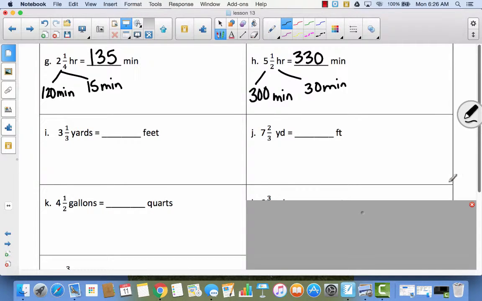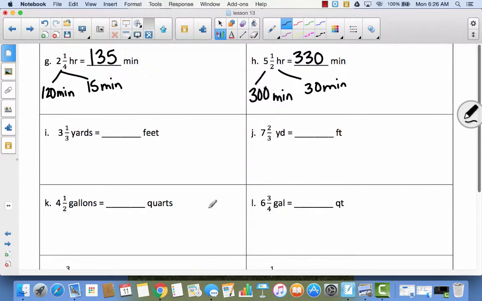All right, now let's transition to yards and feet. Okay, so remember, there are 3 feet in a yard. So if I've got 3 yards, then that's going to be 3 times 3, which is 9. So this is going to be equal to 9 feet. And if I took a yard and I divided it into 3 parts, like this, if there are 3 feet in a yard, then 1/3 of a yard would be equal to 1 foot. So 1/3 would be 1 foot. So together that would be equal to 10 feet. All right, so let's take a look at the next one.